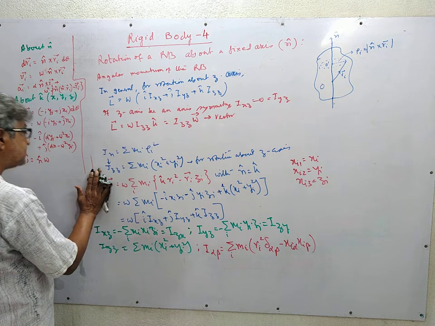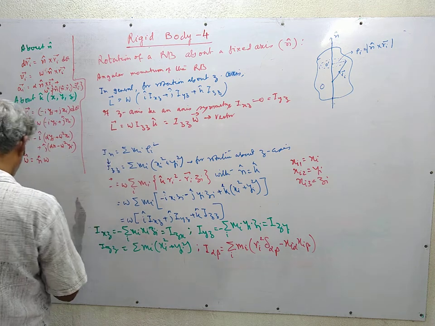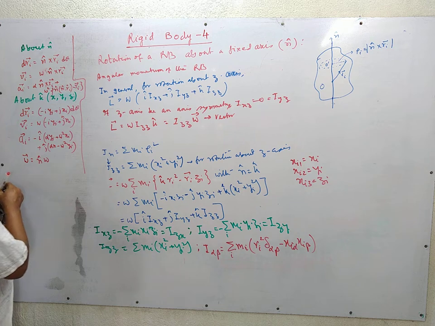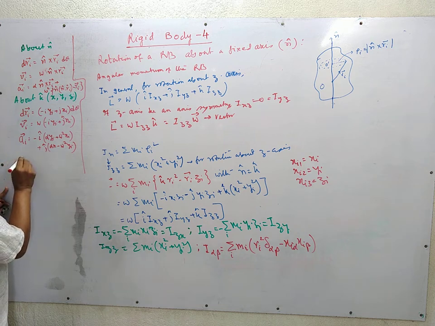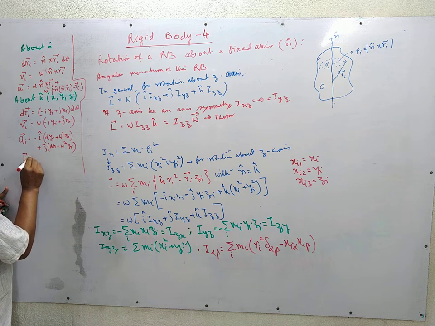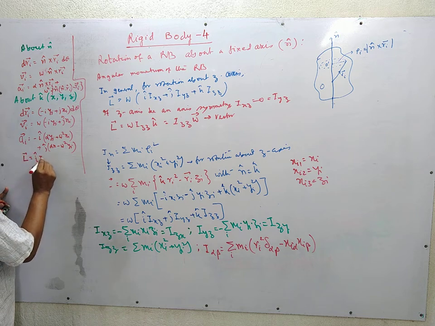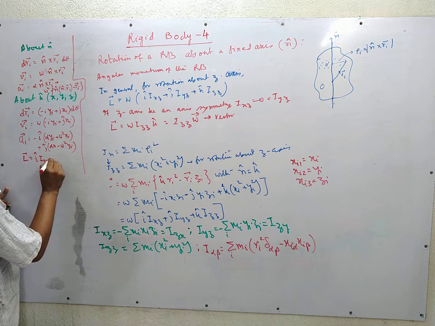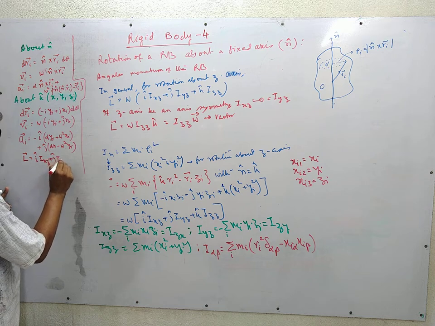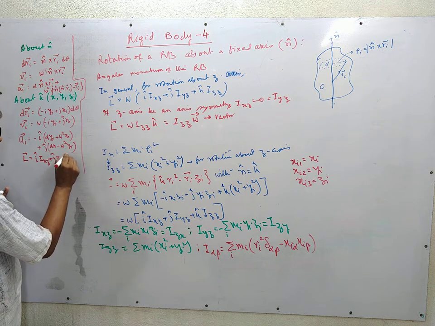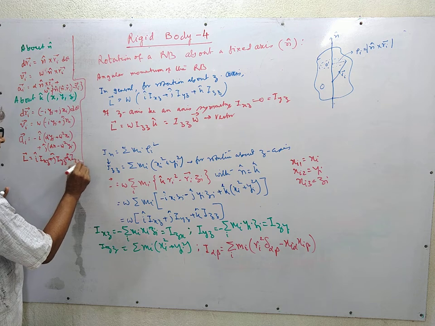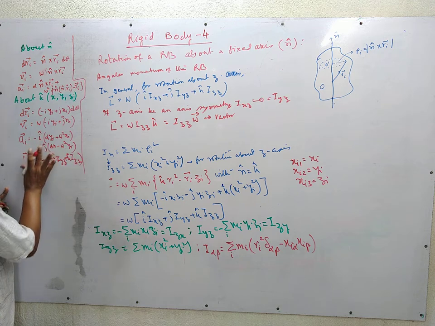So the lesson is that the angular momentum L can in general be written as i cap I xz plus j cap I yz plus k cap I zz multiplied by omega.